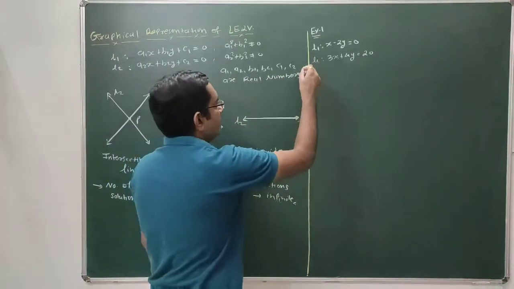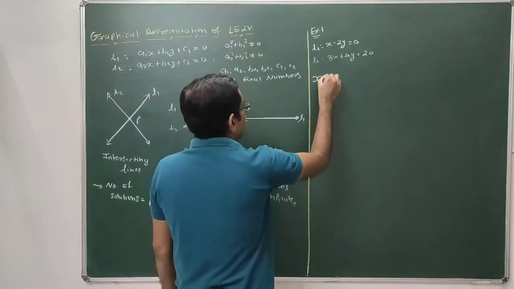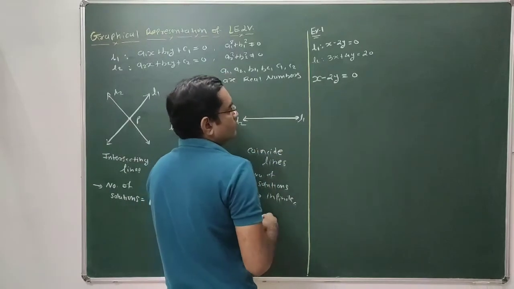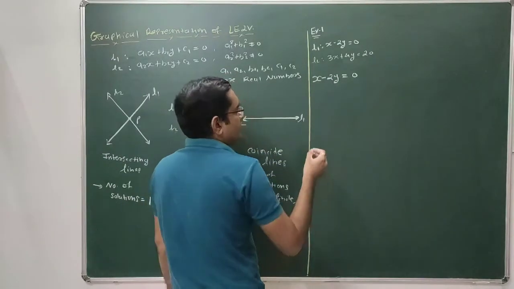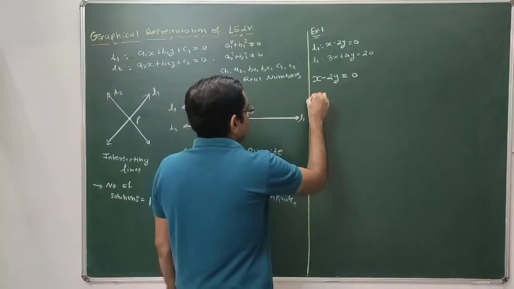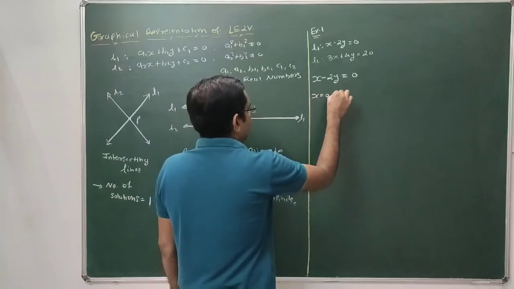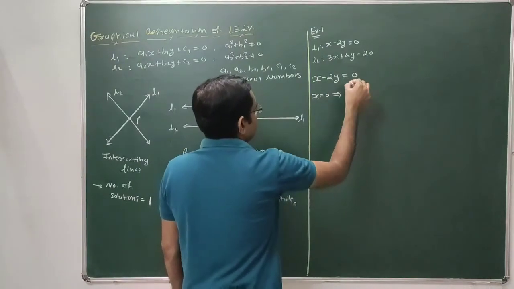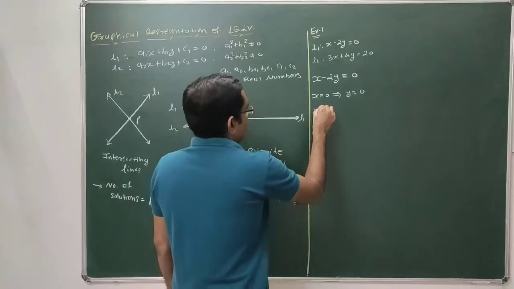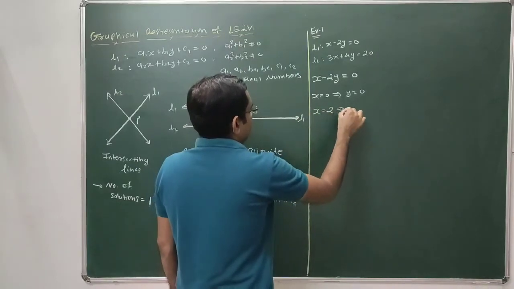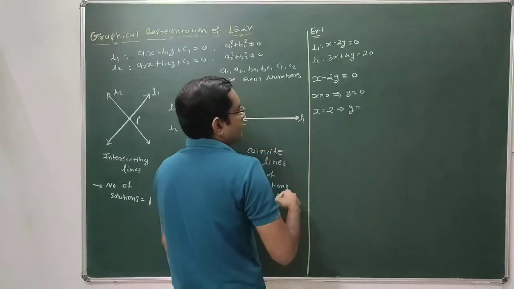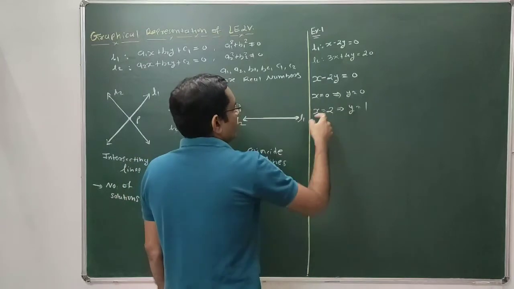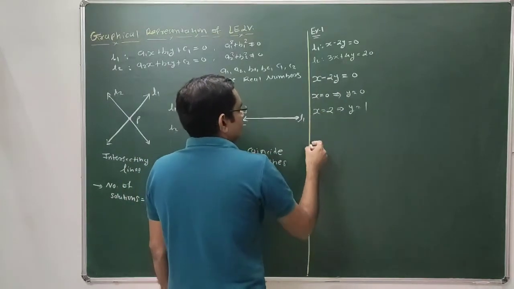So we start with the first equation L1, which is x minus 2y equal to 0. What you have to do? First you have to find the values of x and y. First we are considering x equal to 0. If we take x equal to 0, we get y equal to 0. If you take x equal to 2, then the corresponding value of y will be equal to 1. Done? So here, two solutions of this equation are known.